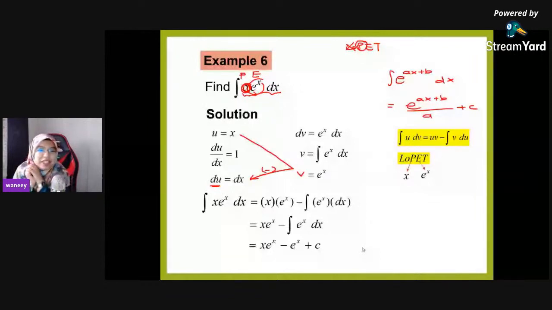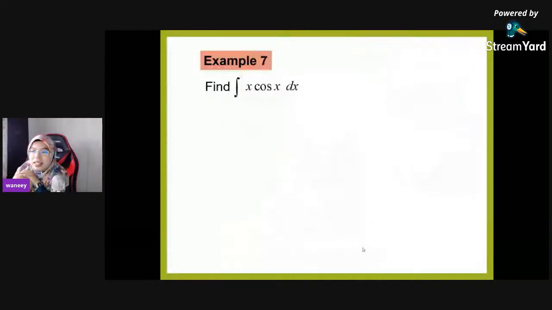Okay, so done with this. Now let us proceed with another example. Okay, so we've got the integral of x cos x dx. Now you can choose your u, you can choose your dv. So choose your u and your dv correctly. And then you can easily integrate by using the integral of u dv equals uv minus the integral of v du.